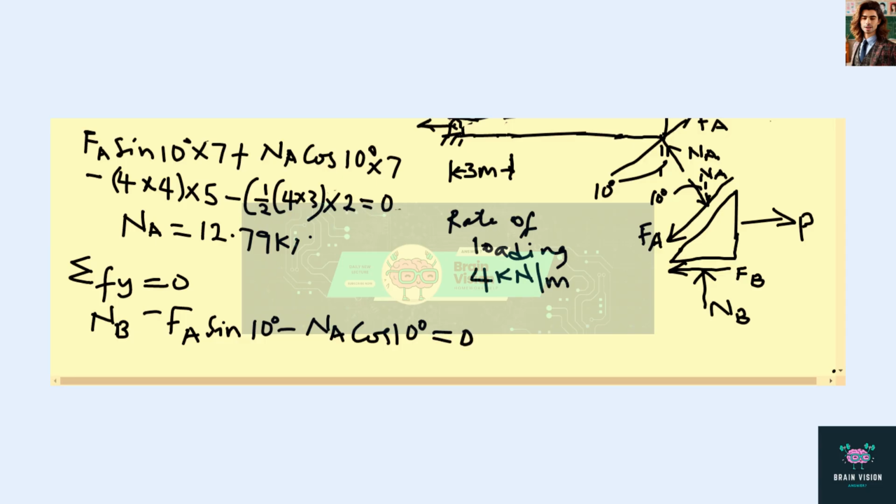So when you solve this, you're going to have your Nb. Of course, again, Fa is mu Na, and Fb is mu Nb, so you put the value there. So this one is going to give you 13.16 kilonewton.